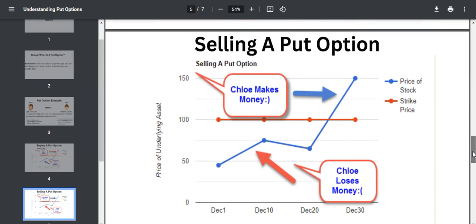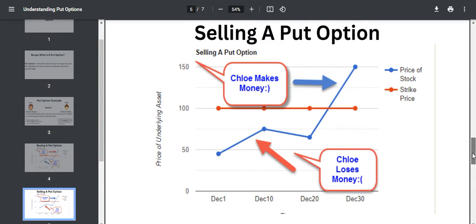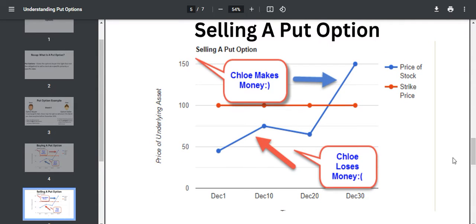So let's look at this trade from Chloe's point of view. Chloe is basically betting that the price of StockX will go up. If it goes up, which Chloe wants, at any point before December 30th and stays there, Simon's not going to exercise his right to sell StockX to Chloe, in which case he'll let it expire worthless.